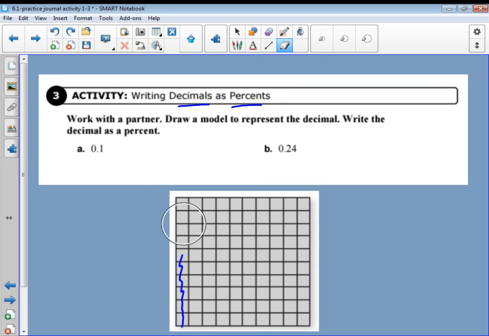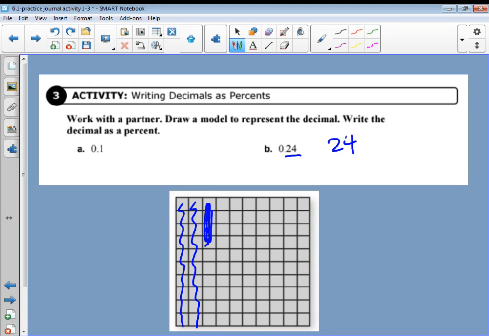Now let's go to our second one. Our decimal to our percent, B, which is 24 hundredths. So I'm going to color in 24. 1, 2, 3, 4. Okay. So there's my 24. So I have 24 out of 100, which will give me 24%.